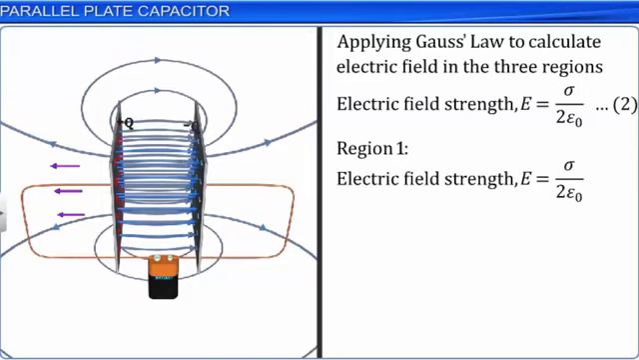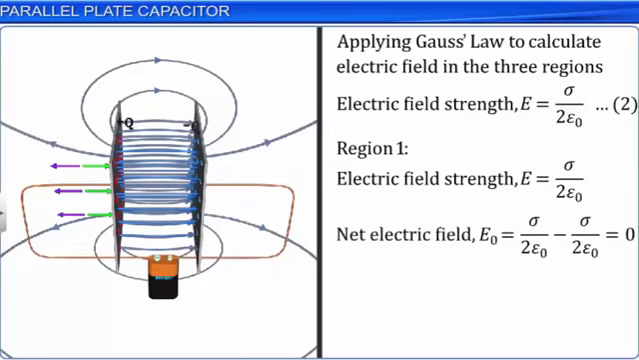We also see that due to the negative plate of the capacitor, the electric field strength E is also equal to sigma by 2 epsilon naught, and directed towards the negative plate and towards the right. Hence, in region 1, the net electric field strength E naught is equal to sigma by 2 epsilon naught minus sigma by 2 epsilon naught, which is equal to 0, since the two electric fields are oppositely directed.